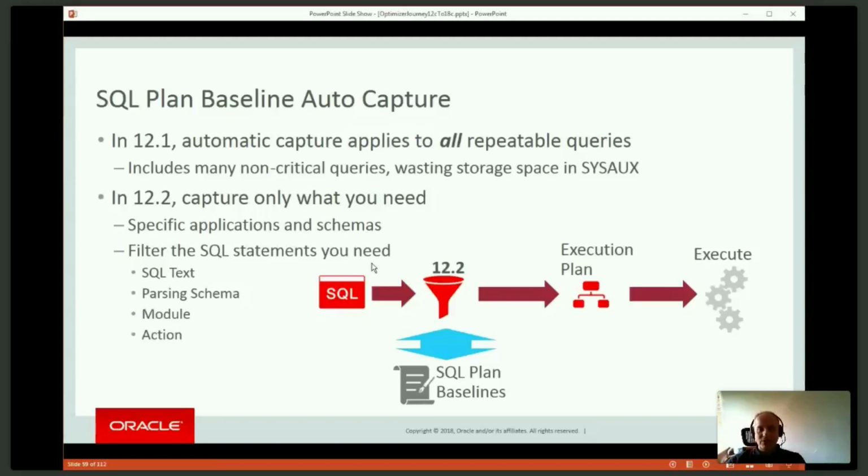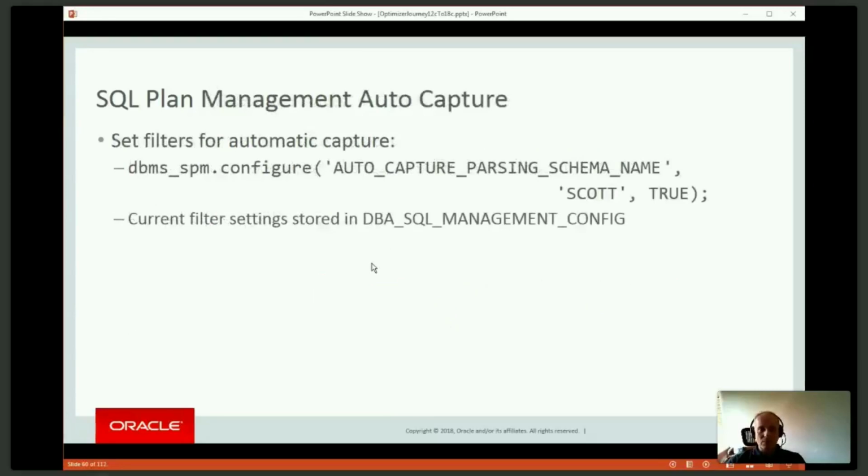So in other words, if you use auto capture and SQL plan management, you can now target capture at specific schemas, for example, or specific modules, even specific SQL text. Okay, so it's a neat way of moderating what you capture if you're using auto capture with SQL plan management. Okay, this is essentially how you do it. So you can use the configure option to configure how you capture things.